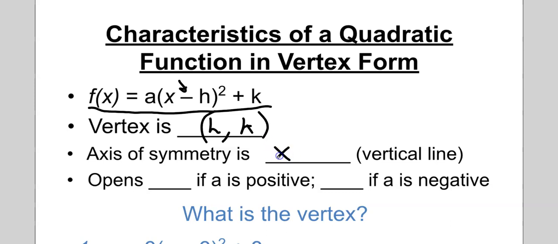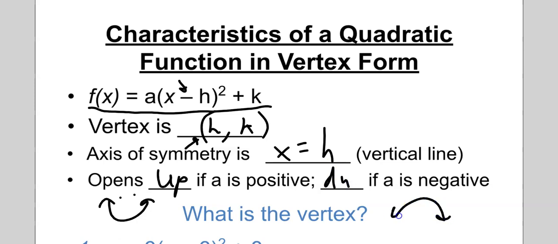The axis of symmetry is always x equals whatever h is, because it is a vertical line going through the x coordinate. It opens up if positive. We talked about that before. We got a smile. And it's going down if it's negative, down like a frown.